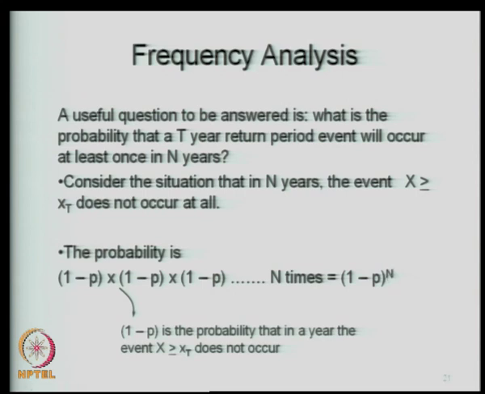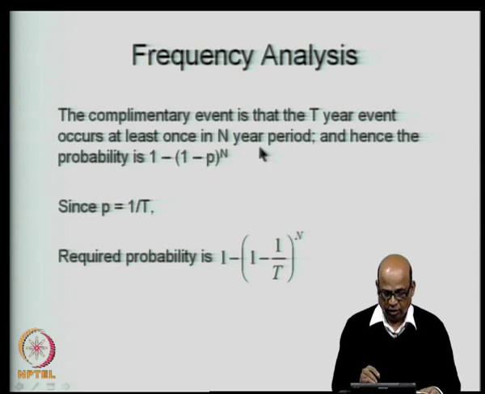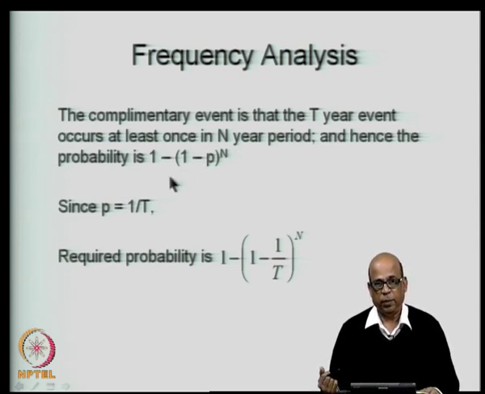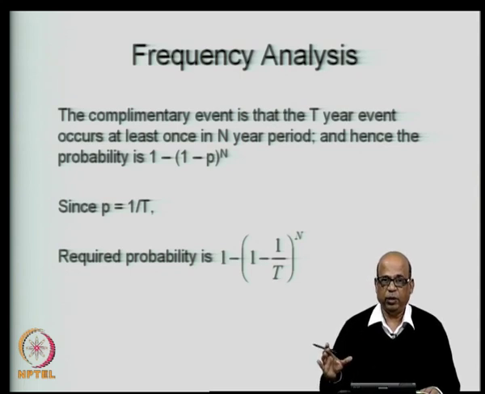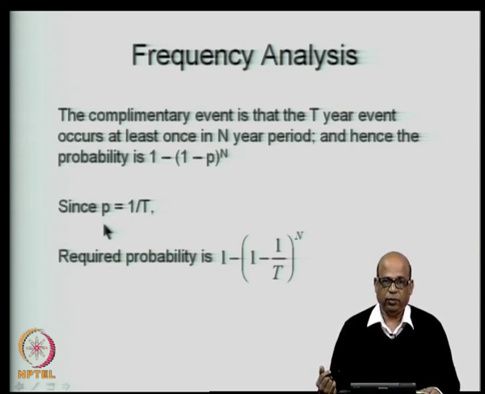The situation that it occurs at least once in the n-year period is simply 1 minus this particular probability, that is, 1 minus the probability that it does not occur in any of the n years. So, that will be 1 minus (1 minus p) to the power n. And what is p? p is the probability of X being greater than or equal to x_T, which is simply equal to 1 by T, as we have seen.